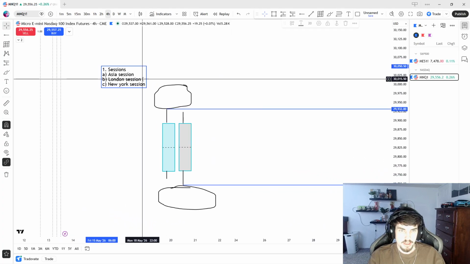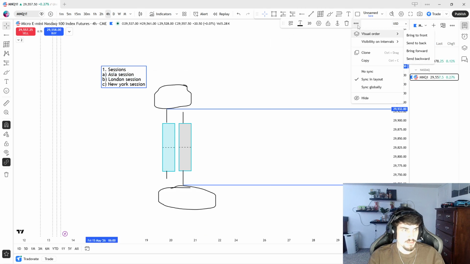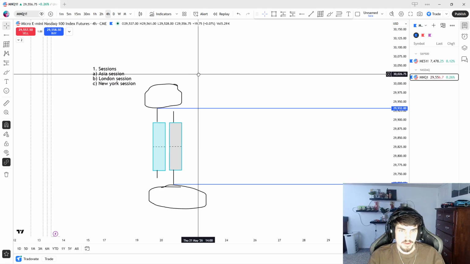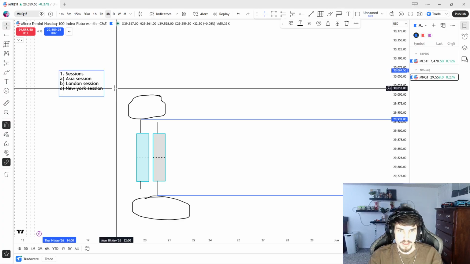Main ones that we're going to be looking at, though, is going to be probably these. I don't think I can bold these at all, but you get the point. We have our different sessions that we can have for liquidity points. And then we also have draws on the higher time frame.